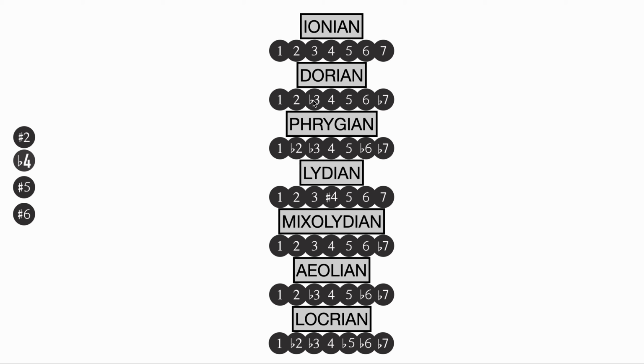Here we have the modes of the major scale system, starting with Ionian. Ionian is the long word for the major scale. And the scale degree formula is 1, 2, 3, 4, 5, 6, 7. So in this video, we're going to talk about how, through understanding of the modes, we're going to turn this into a melodic minor scale.